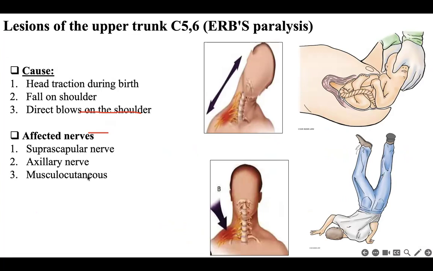What about the lesions of the brachial plexus? We have the upper trunk lesion, which is C5 and 6, and the lesion of the upper trunk is named Erb's paralysis. The causes are a fall on the shoulder, trauma to the neck, or traction on the head of the baby during delivery. The most affected nerves from the upper trunk are the suprascapular and the axillary, a branch from the posterior cord, and the musculocutaneous, a branch from the lateral cord.